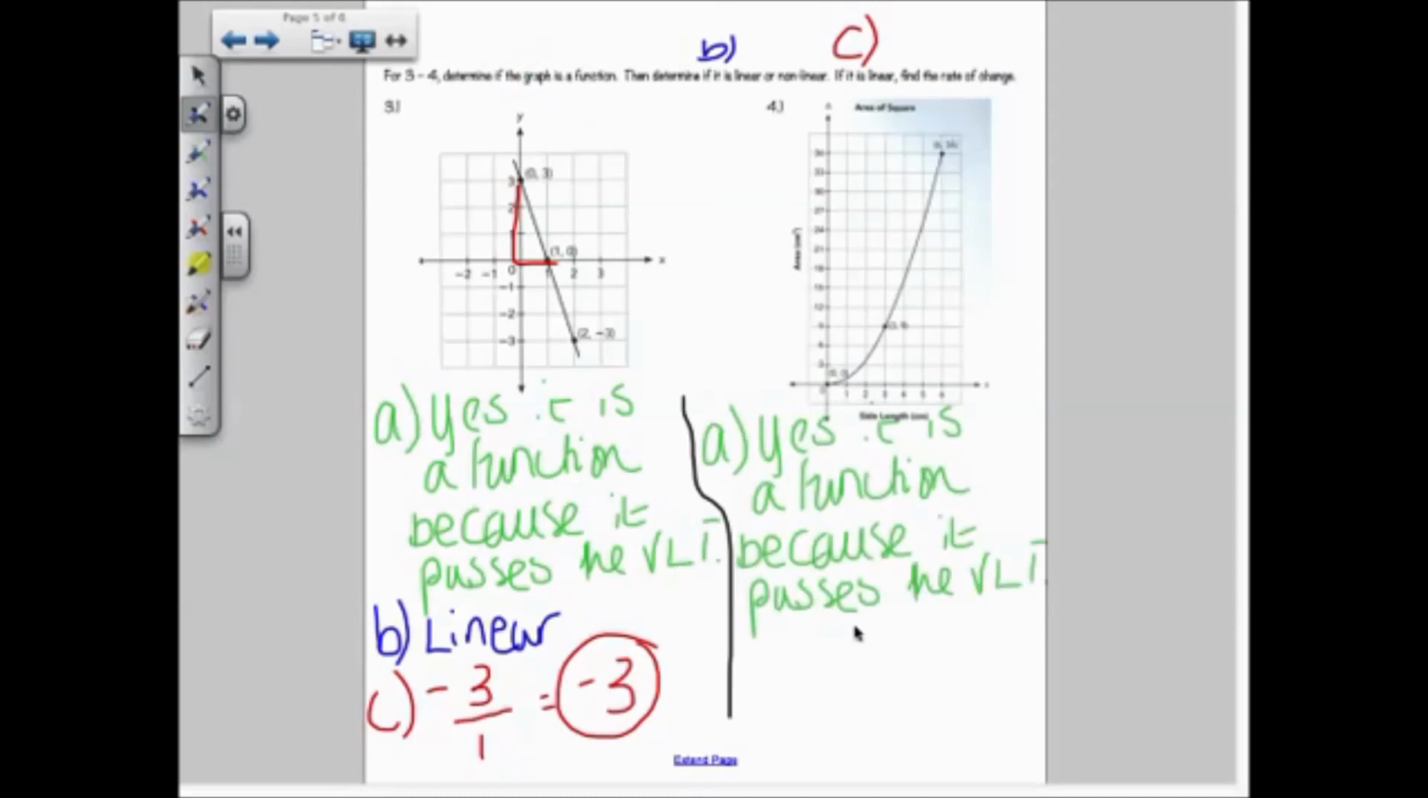All right, and then the next thing I'm going to do is just see if this is linear or nonlinear. Of course, it is not linear because it is not a straight line, so we're going to say B nonlinear. Because it's nonlinear, I cannot find the rate of change because the rate of change is constantly changing. So it is nonlinear, and I am done with that question.